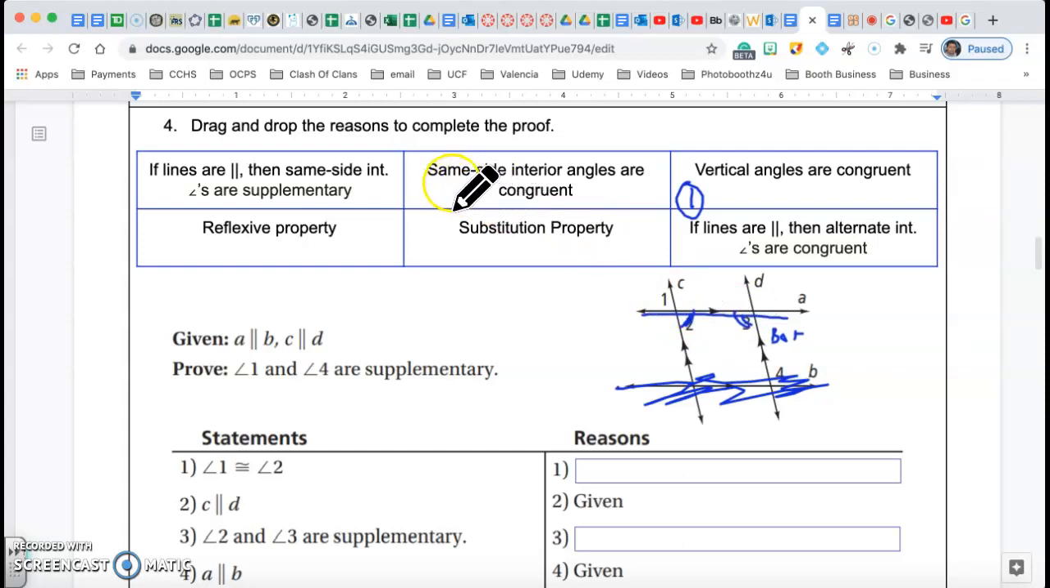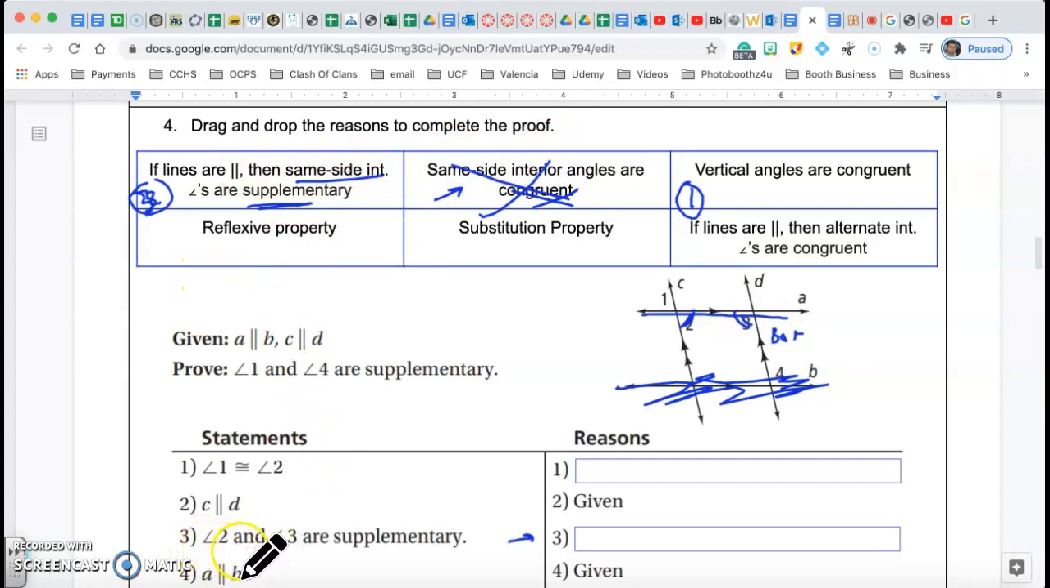So let me see, I got this choice. Same side interior angles are congruent, but that's false. They're not congruent, they're supplementary. So let's check. If lines are parallel, then same side interior angles are supplementary. This is the right choice. Oh, it's number 3, not number 2. Number 3. So it comes over here. If lines are parallel, the same side interior angles are supplementary. Okay, next.